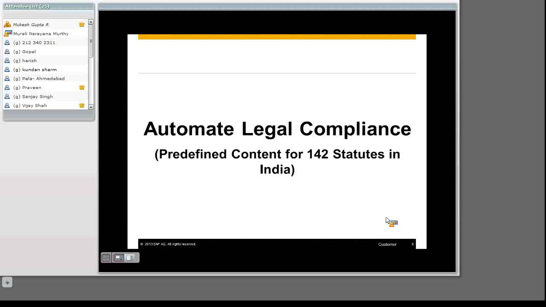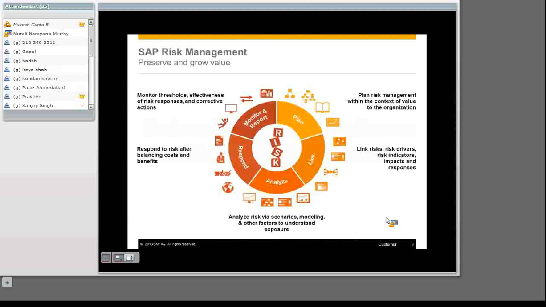The third aspect is risk management. Fundamentally, all these initiatives have to tie up to the enterprise-wide risk framework. So our risk management tool again has the capability of integrating with SAP or non-SAP systems and automating the key risk indicators from a risk perspective.